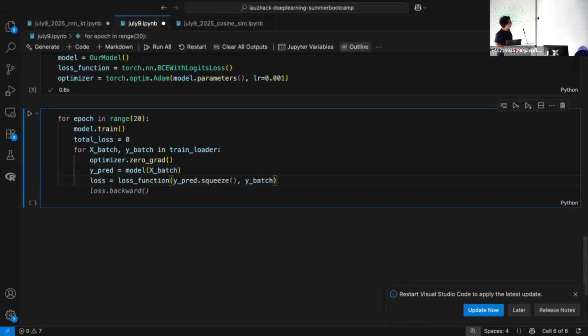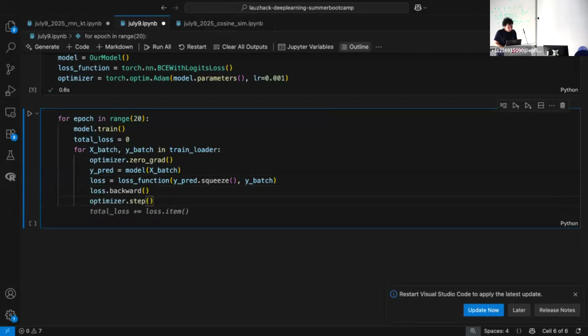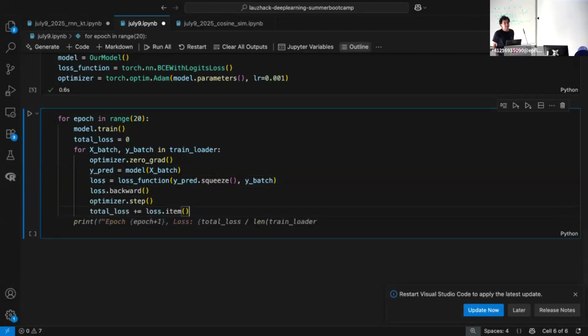Then we just run the loss function. We have to do the squeeze for the dimensions to work. And then the loss function is basically between the prediction and the batch. It would tell us what's the current loss at this epoch. We do the backward pass. We run the optimizer. And we add this to the total loss so that I can print it. And then I will just accept whatever it tells me. Epoch loss is total loss divided by length of train loader.